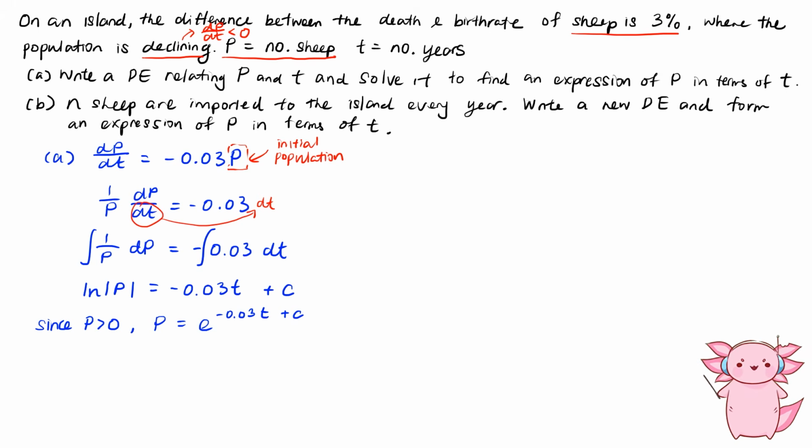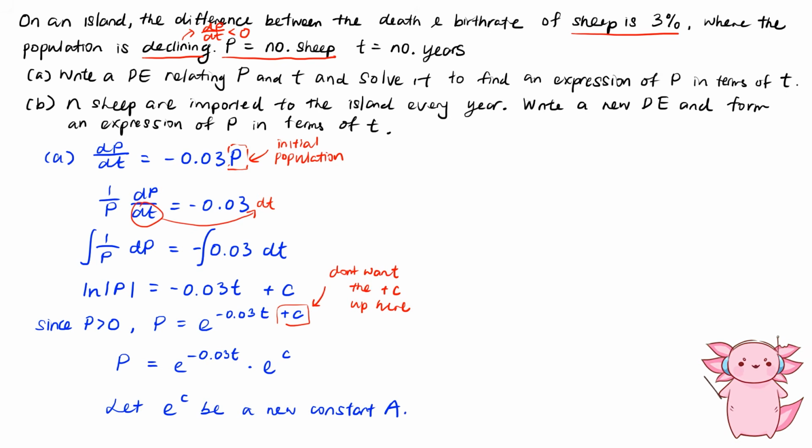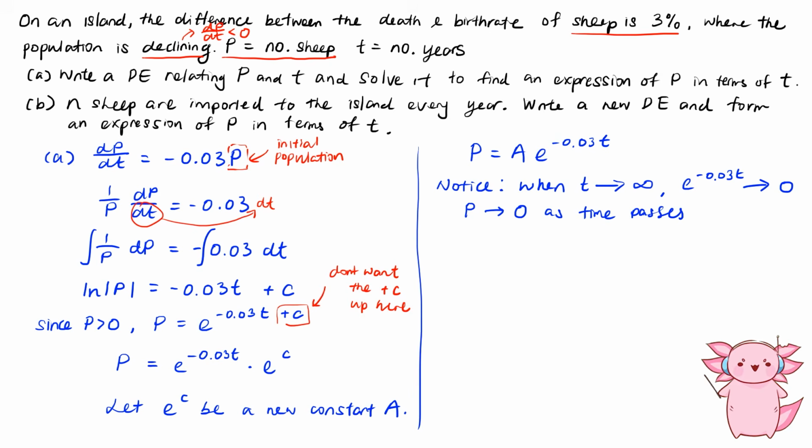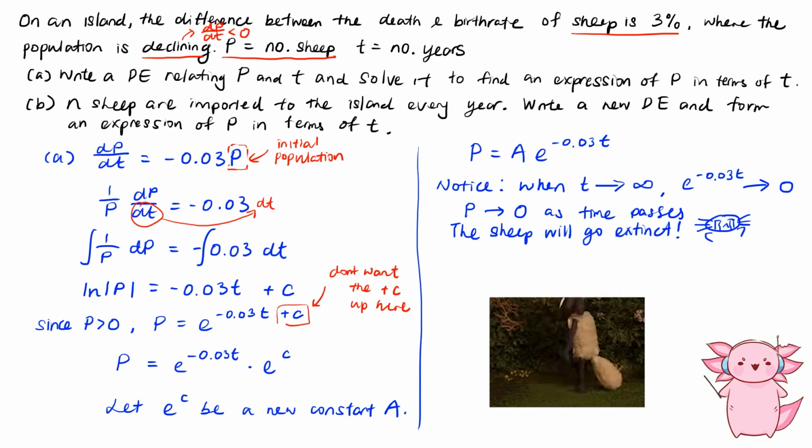-0.03t plus c. Because we don't want the unknown constant at the top, we split apart the powers of e by using our indices laws and rewrite e to the power of c as a new constant A, and then we are done. Notice when t approaches infinity, the value of e to the power of -0.03t will approach 0. So therefore, P will approach 0 as time passes, which means that the sheep will go extinct over time.